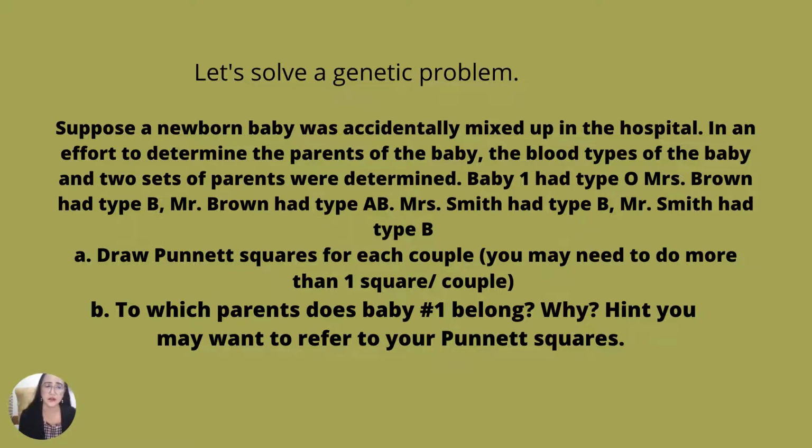Now, draw the Punnett squares for each couple. You may need to do more than one square per couple. And then, to which parents does baby 1 belong, and why? Hint, you may want to refer to your Punnett square. Okay, so try to solve it in your paper so that we can determine who are the parents of baby 1.